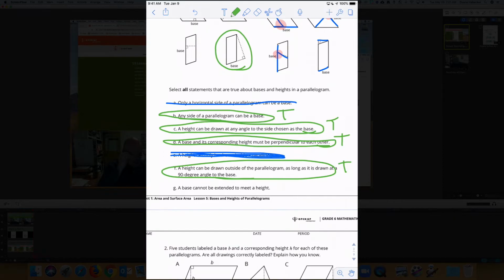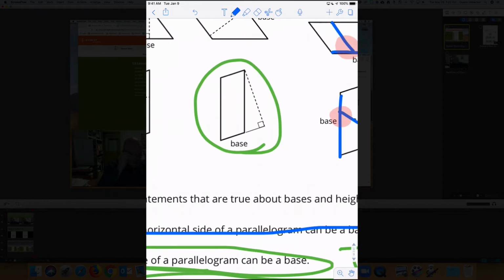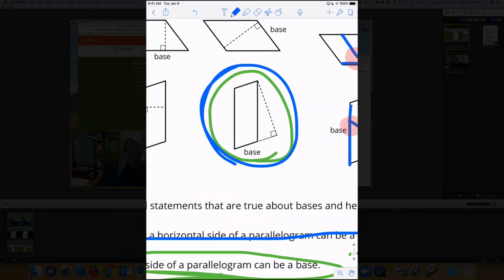And then a base cannot be extended to meet a height. Well, that's just not true either. So I'm going to call that false. And why is that not true? Because it's right here. We did it right here. So that's kind of the example.